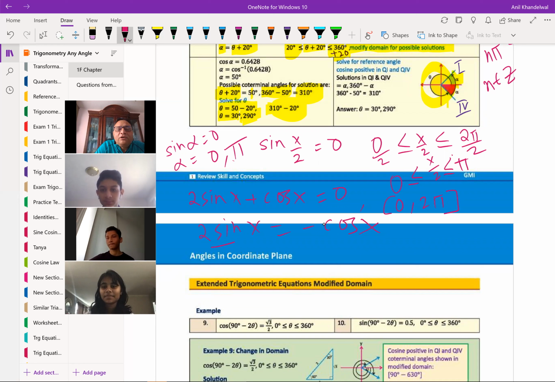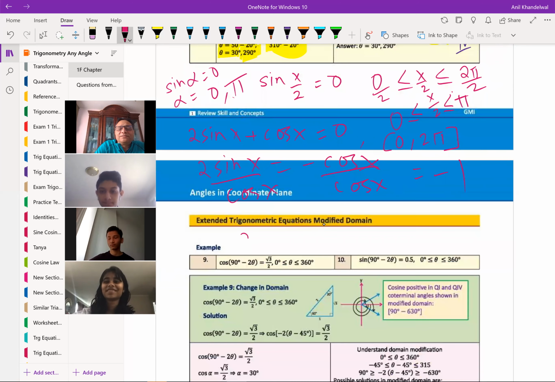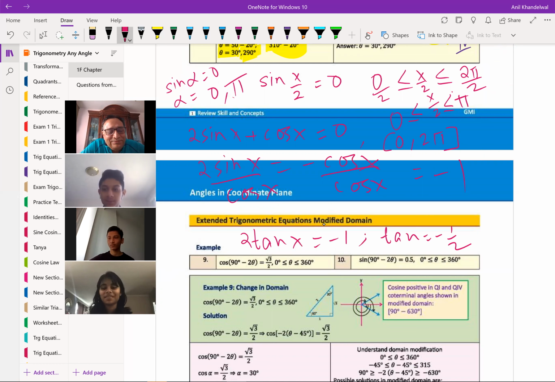Now divide by cos x, both sides. So this side is minus 1. And what is the left side? 2 tan x. So we have 2 tan x equals minus 1. And that gives you tan x equals minus half. Is that clear to you? Tan x is minus half. That means you're looking into two solutions which are in quadrant 2 and 4, correct? Tan x is negative in quadrant 2 and 4.